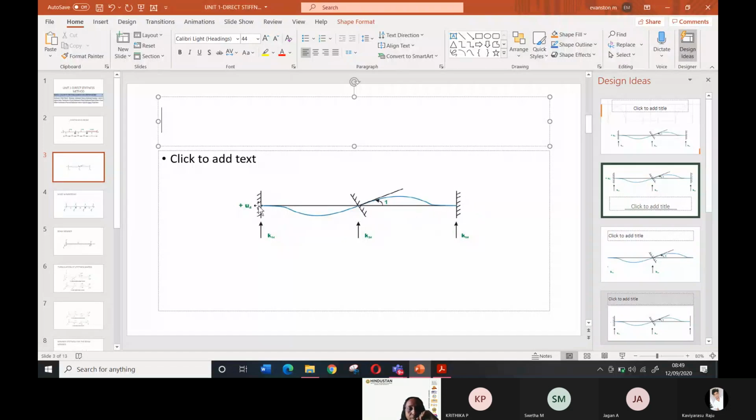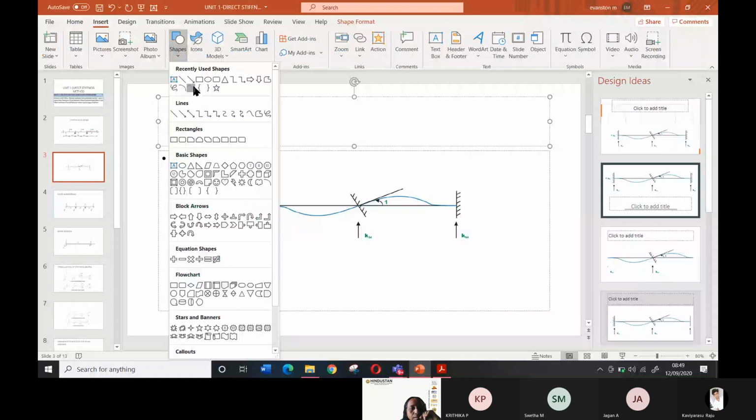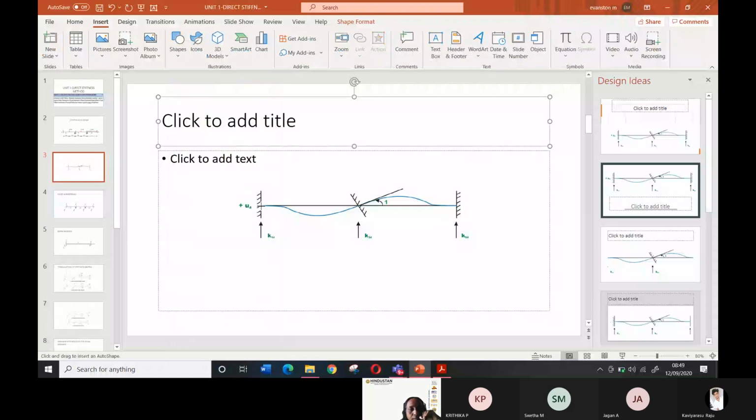You are able to see the blue line, no? Yes, ma'am. That indicates whether it is rotating. But if you are taking the simply supported, it will rotate. In the case of simply supported, I'll draw and show you. Insert shapes. So suppose you take this as a simply supported, then this is the pattern of deflection.